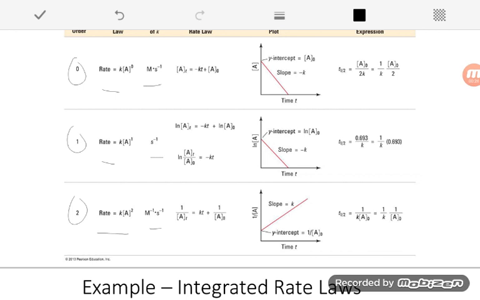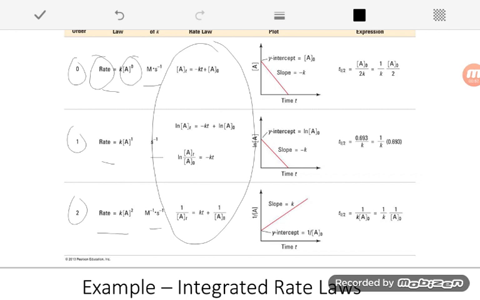These rate laws are really useful for determining what the rate will be as we change the concentration. So if I double my concentration, how will that affect the rate? If I triple my concentration, how will that affect the rate, etc. But sometimes we don't care about that. Sometimes all we want to know is how my concentrations change over time. And that's where these integrated rate laws come in.